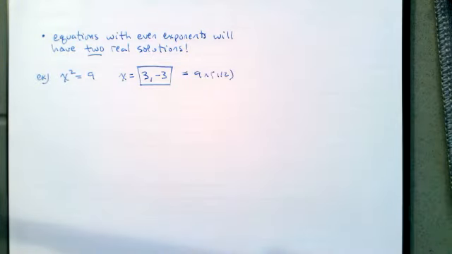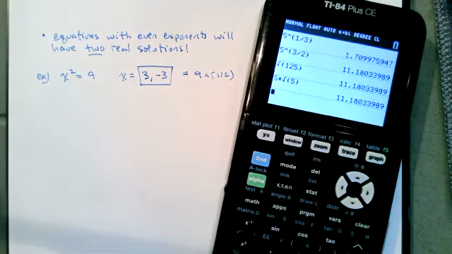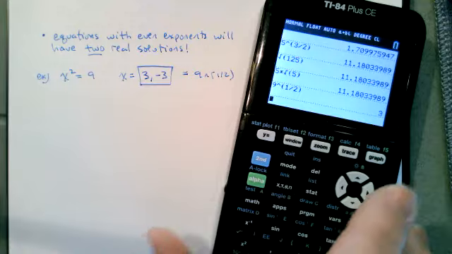Our calculator is not going to tell us these two solutions unless we, for some reason, set it to tell us those two solutions. If I ask the calculator what 9 to the 1/2 power is, it's just going to give me 3. So we have to know that there are two solutions when the equation has an even exponent.